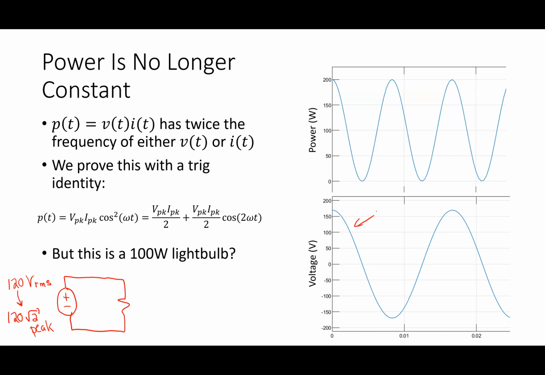Would it be shifted? No, it'd be double, right? So what is the light bulb? What type of load is it? What type of impedance is the light bulb? Resistive only, and no shift.